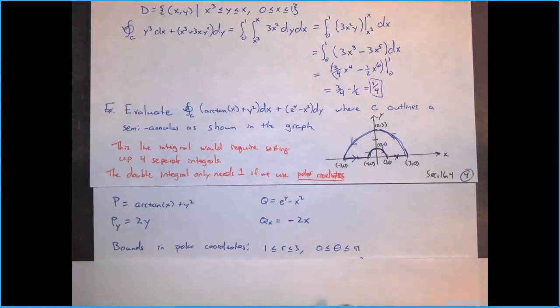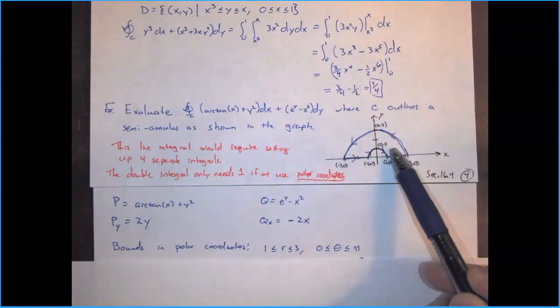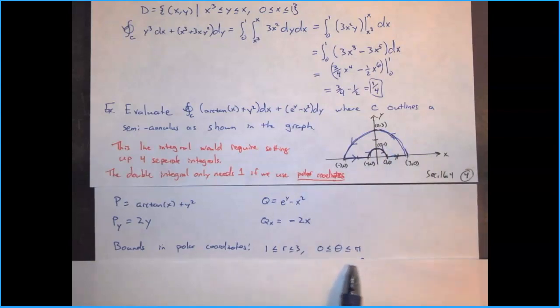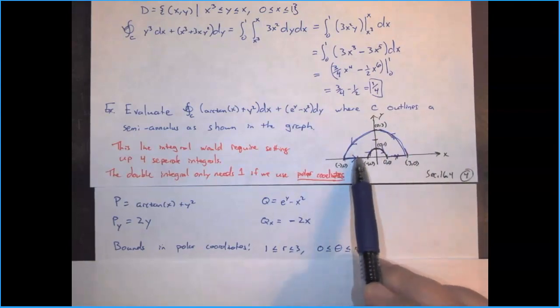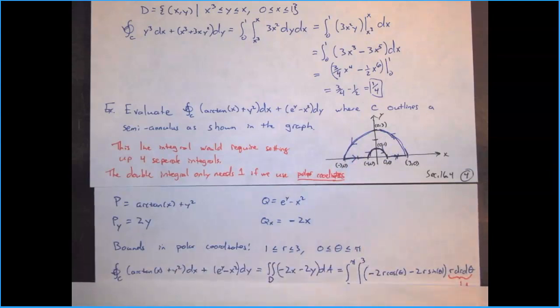Okay, now my bounds in polar coordinates: r goes from 1 to 3, because those are the radii of the circles I'm going between, and theta goes from 0 to pi, because I only have the top half of this annulus, if I think of the double integral. So now I set up this double integral. I think we're done with this sheet.